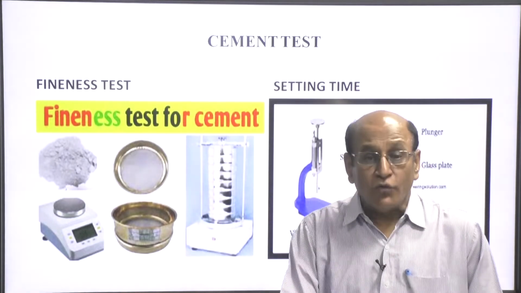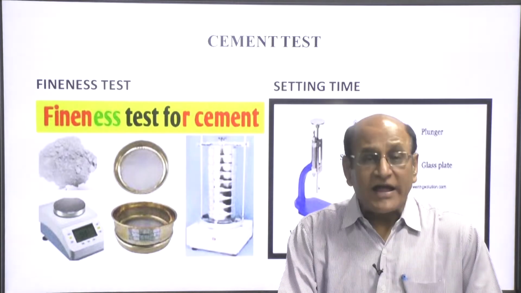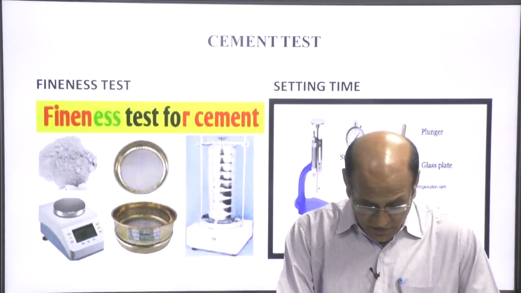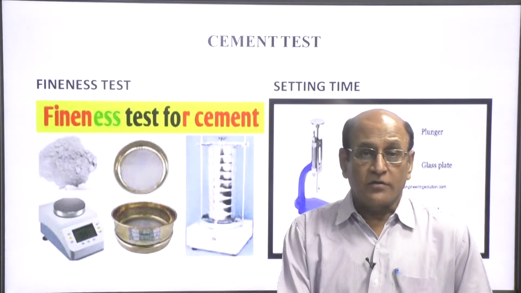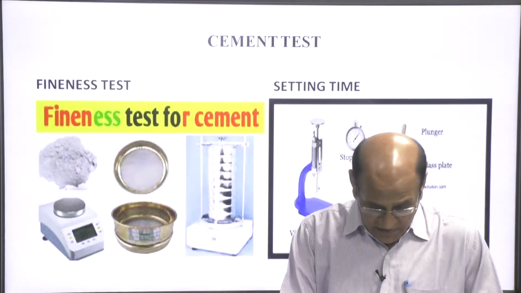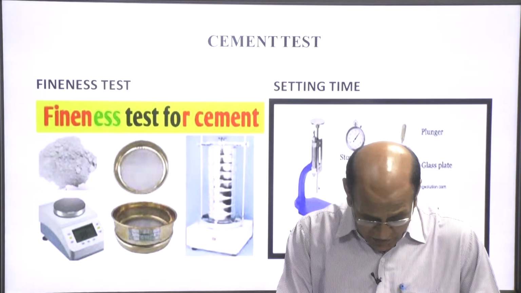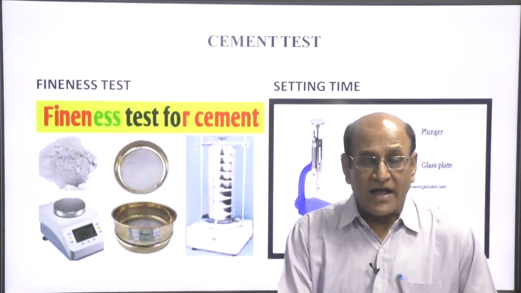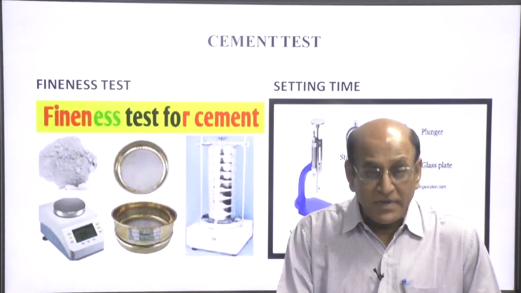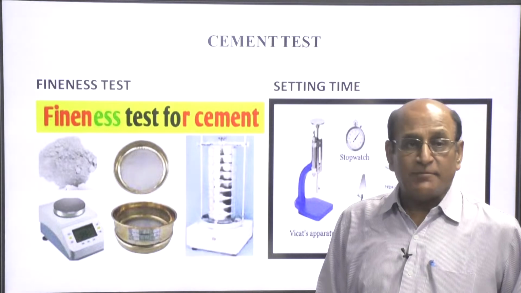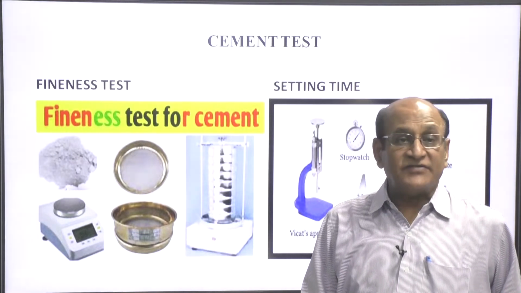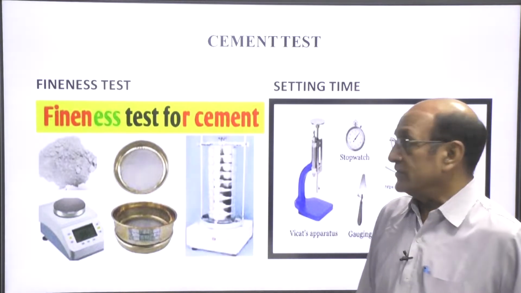So, the residue should not exceed 10% for OPC or any Portland cement, 5% for RHC and 5% for PPC. So, this test is a simple test, but it must be carried out before starting the work.